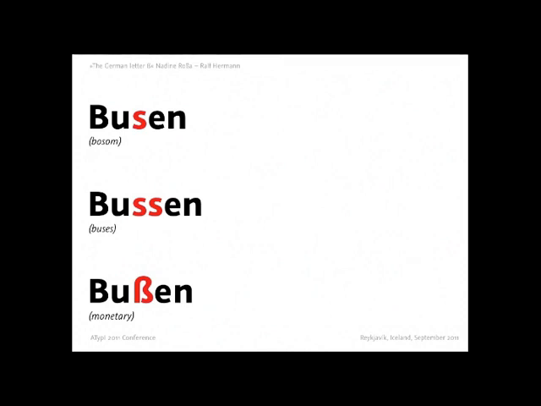The second one is the double S, which means we have a sharp S sound and a short vowel, so it's pronounced Bussen. And the last one is the Eszett character, and this means we have a sharp S sound, but this time a long vowel, so it's pronounced Busen. So that's pretty obvious. We have three different spellings which create three different words with three different pronunciations.